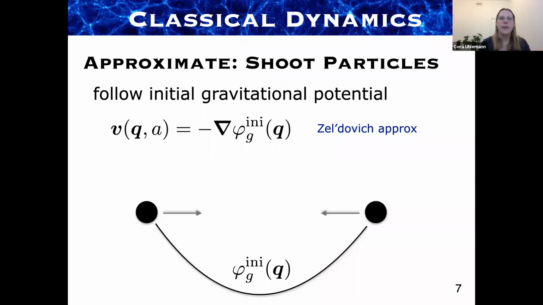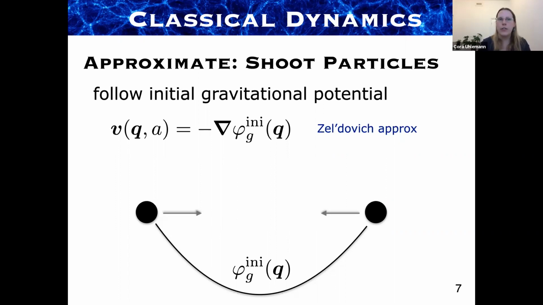So let's start with something we are familiar with. A particularly simple and popular analytical approximation for cosmic structure is to start from a homogeneous distribution of particles, where initial velocities are prescribed to follow the gradient of the initial gravitational potential. So if we assume that the velocities of the particles stay constant, we essentially just look at the initial gravitational potential, compute the gradient, and then shoot the particles according to this.